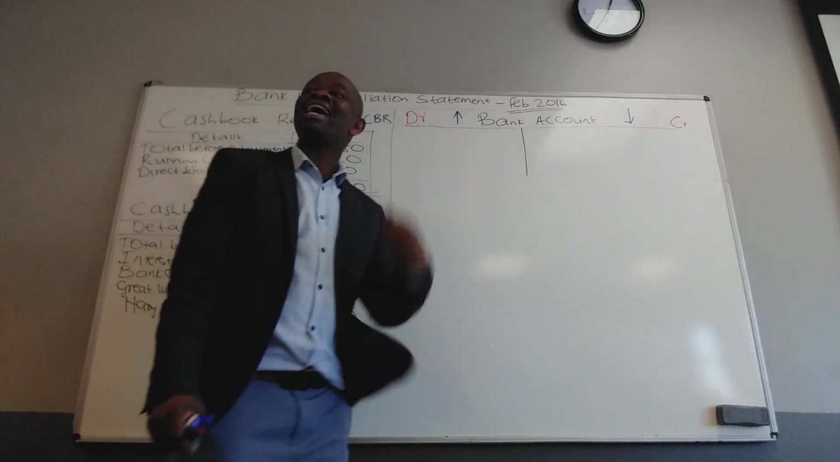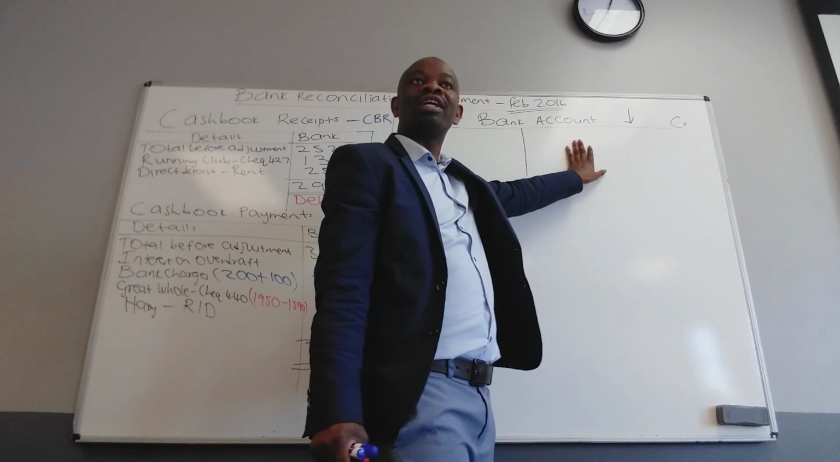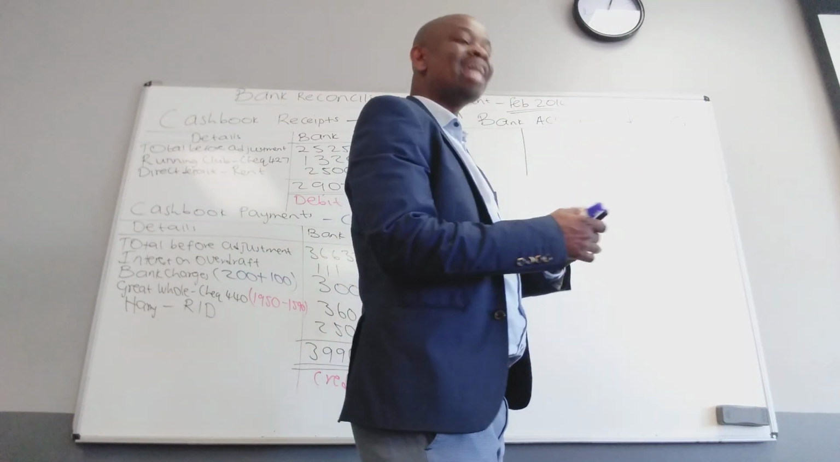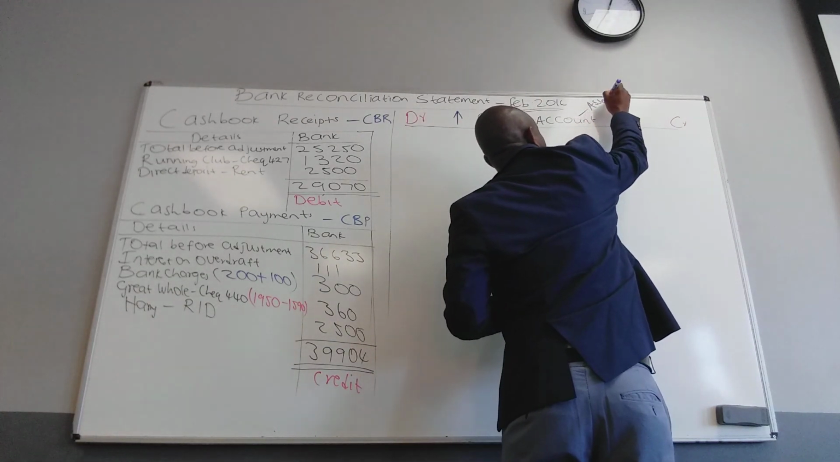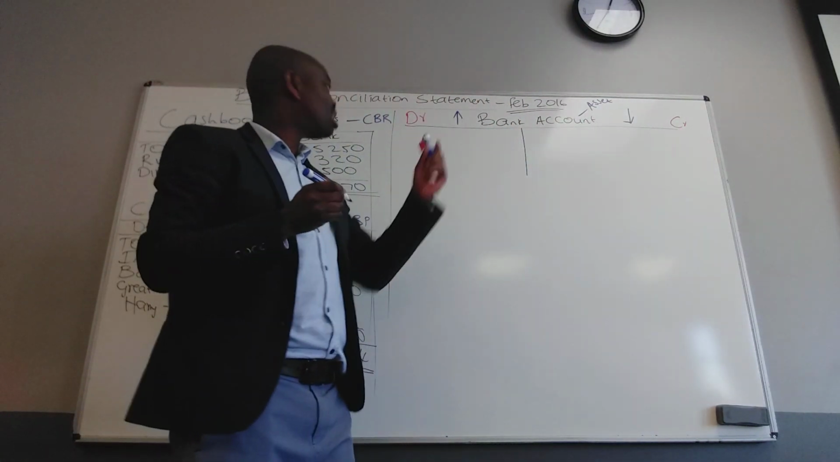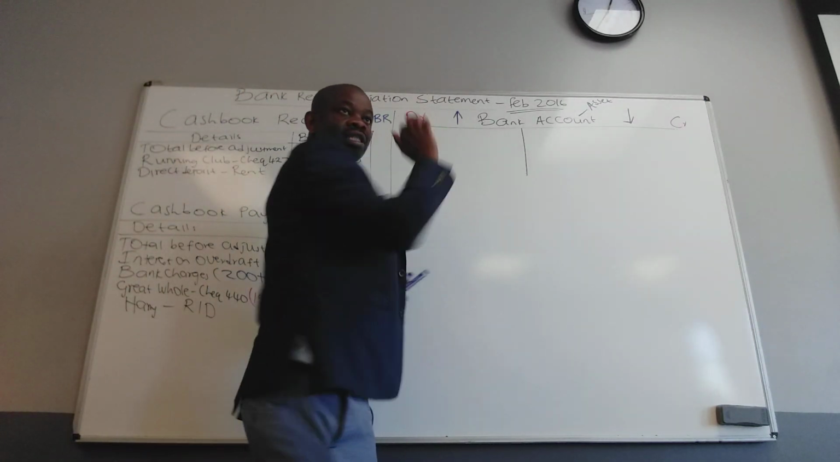The favorable side is where the account increases. So if you put it here, it means you have it unfavorable. Remember, here we are in our books, and our assets increase where? Debit side. Meaning the favorable side is debit, always.